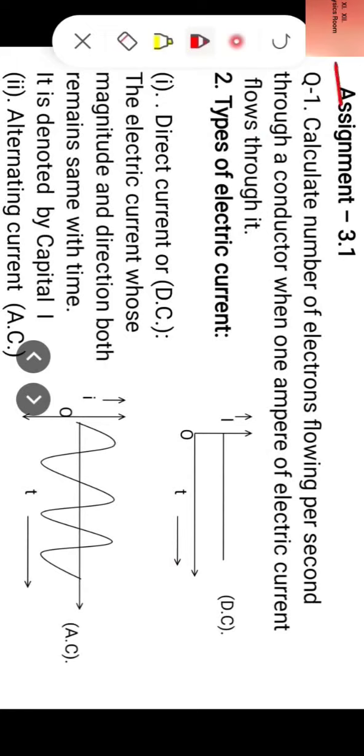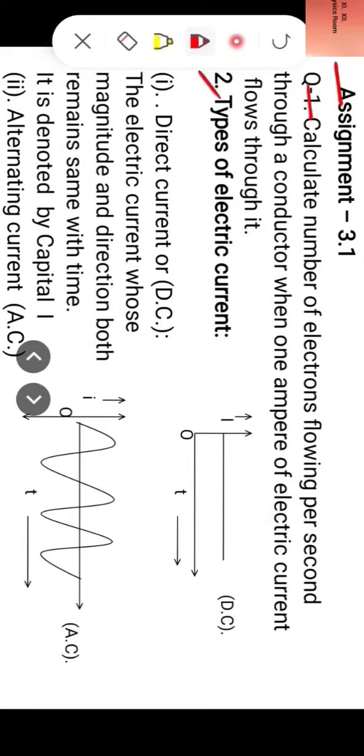Assignment 3.1, question number 1. Calculate the number of electrons flowing per second through a conductor when 1 ampere of electric current flows through it. Your answer would be 6.25 into 10 raised to power 18 electrons.